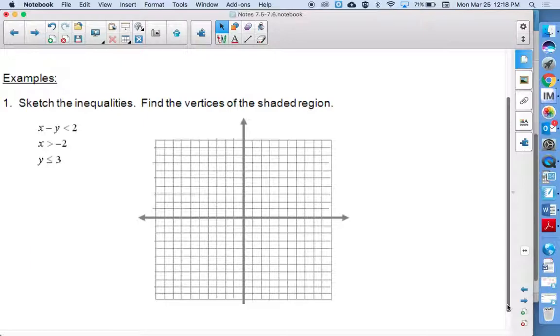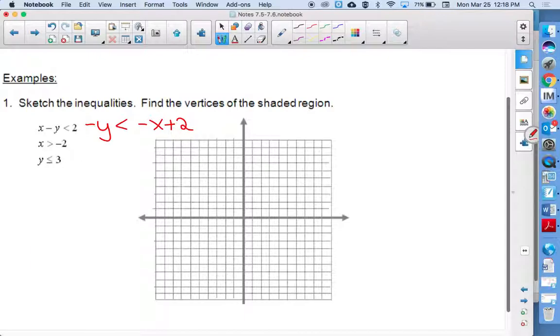The first one we have is x minus y is less than or equal to 2. So Aaron, what would you do with x minus y is less than or equal to 2? Get y on one side. And if we got the y on one side, what would it look like? Y is less than or equal to negative x plus 2. Okay.